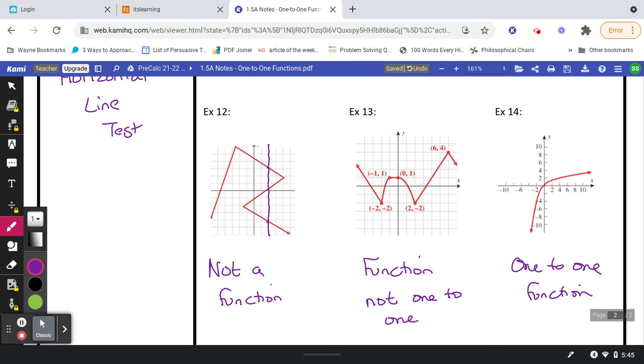Number 13 passes the vertical line test. There's never a place I can draw a vertical line where it crosses more than once. Notice right here, it's just crossing once. Right there, it's just crossing once. Right here, it's just crossing once. So it passes the vertical line test, but not the horizontal line test. If we draw a line across, notice it touches it several times. 14 is a one-to-one function. Whether you draw your vertical line, that passes. Then you check your horizontal lines. And nowhere you're going to draw this line is going to cross more than once. So that is a one-to-one function.